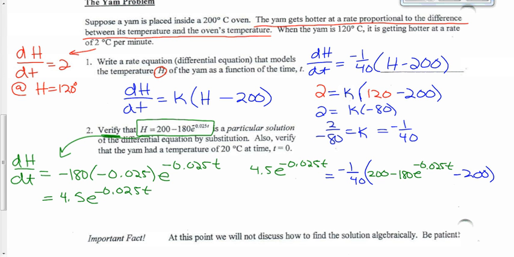So when I look at that, I look at my parentheses first, and I see I have a positive 200 and a negative 200, so those are going to cancel out. So I now have negative 1 over 40 times negative 180 times e to the negative 0.025t. And I believe, check my arithmetic, that negative 1 over 40 times negative 180 is again 4.5 e to the negative 0.025t. And these two things are the same.